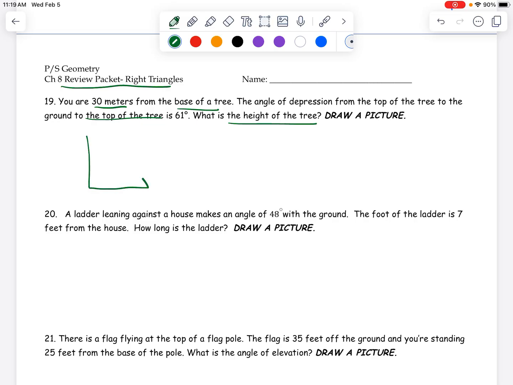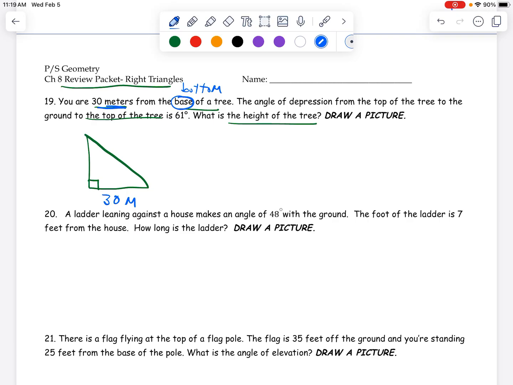Okay, so what we have here is we hope that the tree is perpendicular to the ground. So I'm going to create a right triangle here, and I'm going to label the sides by what I think is going on based on the word problem. So you're 30 meters from the base of a tree. A base, another word to say that, is the bottom of the tree. So this right here has to be my 30 meters.